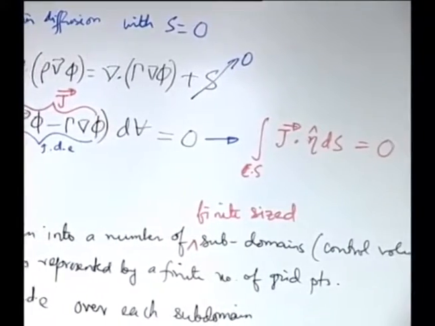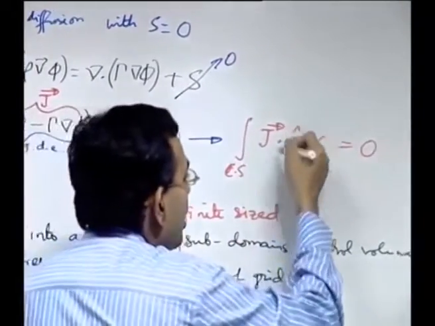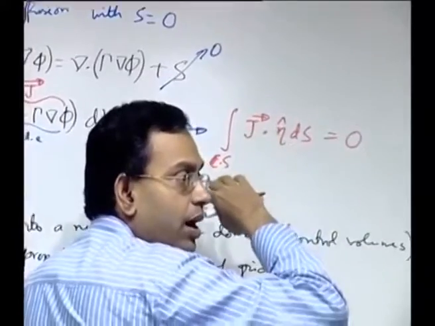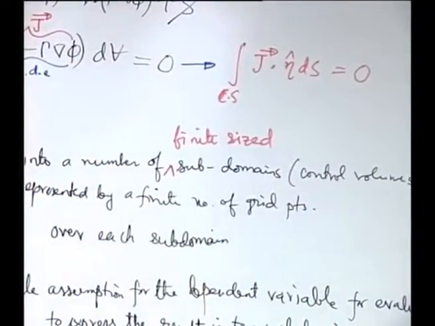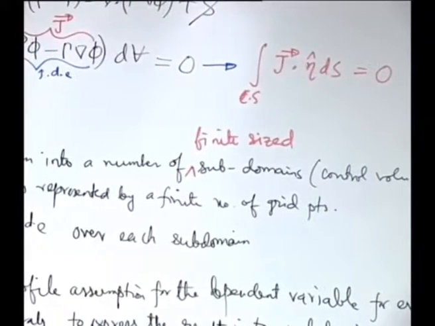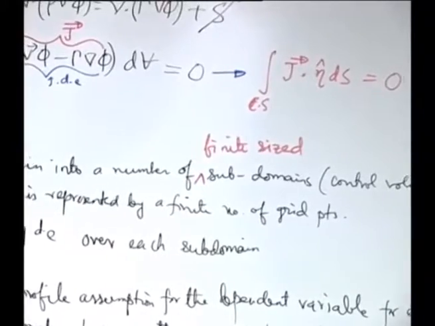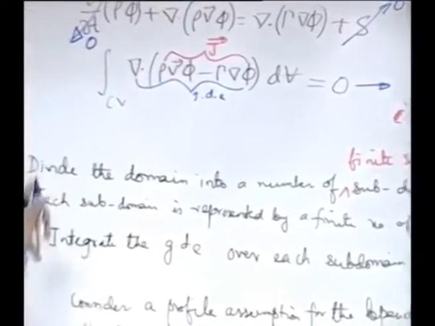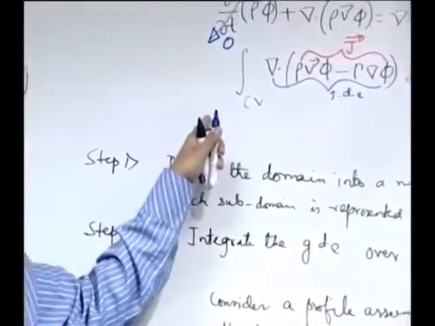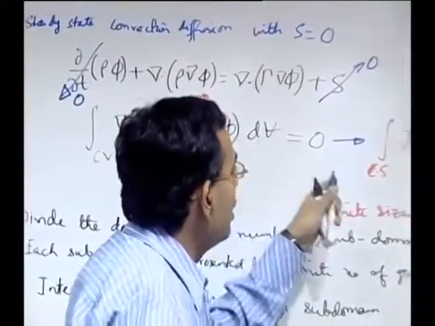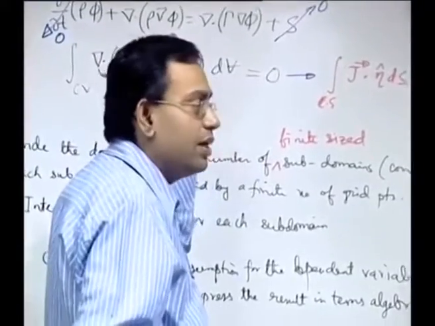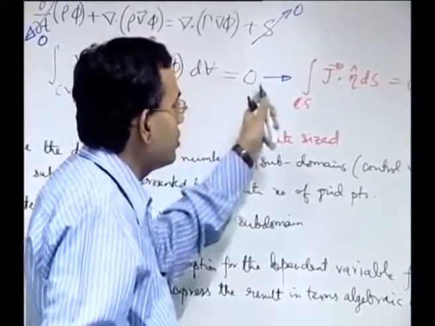Where this eta is the local direction normal at the location of the control surface that you are considering the flux to be transported. So that is step 2, that is, you have integrated it over the domain and then you have simplified the integral by reducing the dimensionality, by reducing it from the volume integral to surface integral.